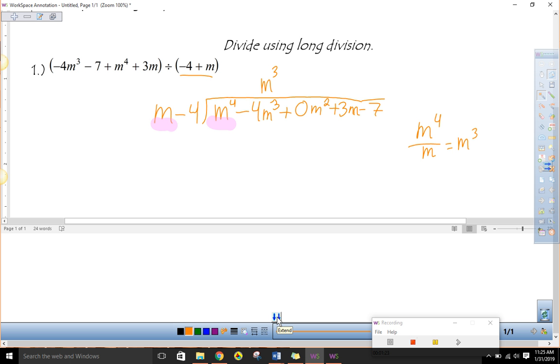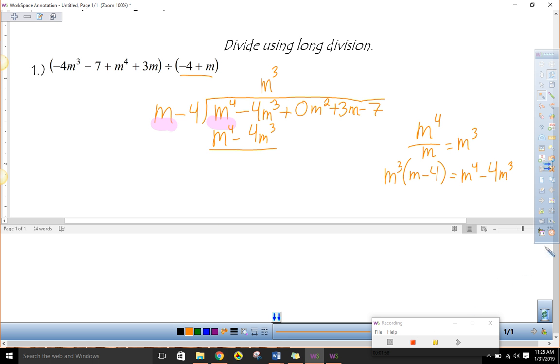Now what do I do? Going to multiply m to the 3rd with that m minus 4. Okay? If you need to pull this out to the side and distribute it first to kind of keep you on track, you totally can. Right? What's this going to give me? M to the 4th minus 4m to the 3rd. Okay. So m to the 4th minus 4m to the 3rd. Now what?